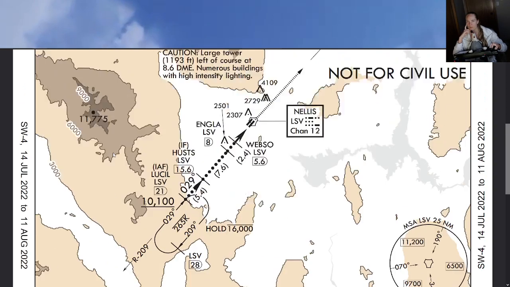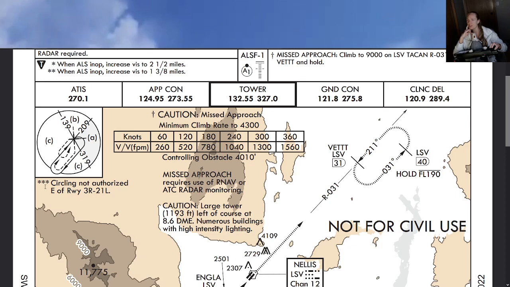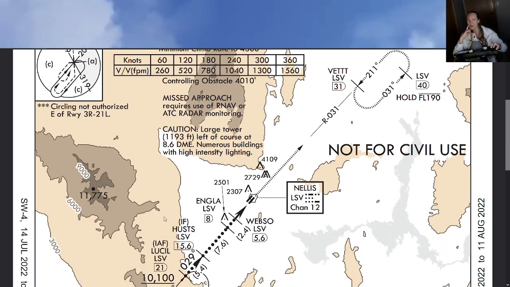Interesting. I don't understand what this stuff means. I mean, it looks like a holding pattern. Circling not authorized east of runway three right. So this one, two one left. So no circling this way, I think. Right? Requires use of RNAV.